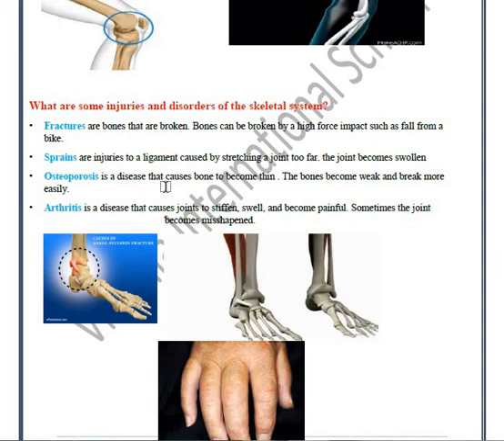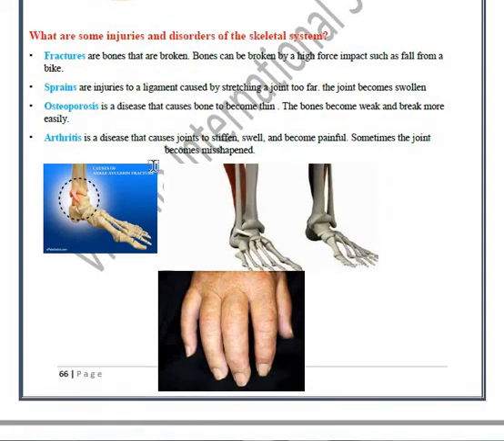The last disease that can happen to the skeletal system is arthritis. Arthritis is a disease that causes the joints between the bones to become stiff, swollen and very painful. So the joint becomes misshapen. It becomes swollen and painful.